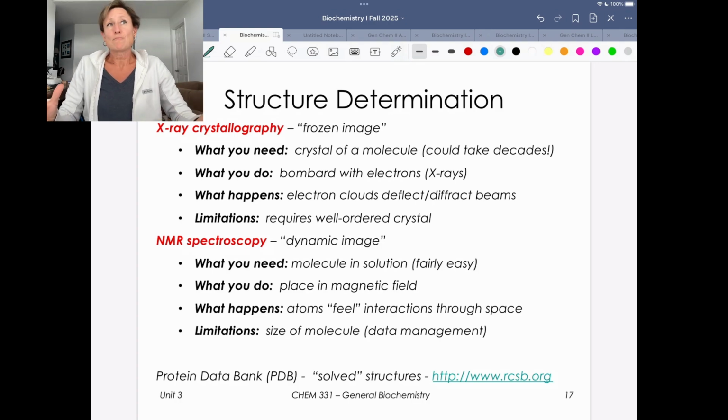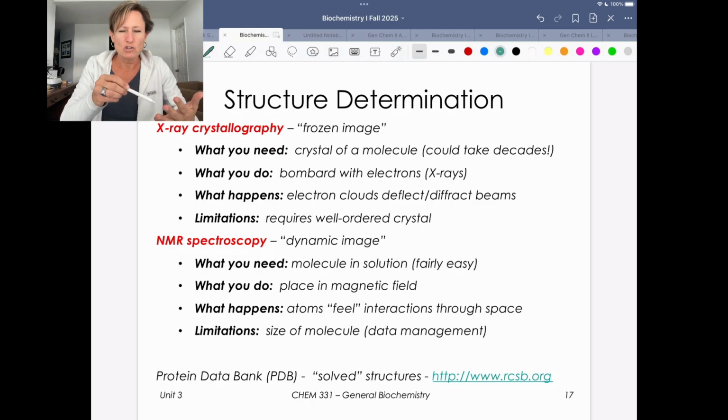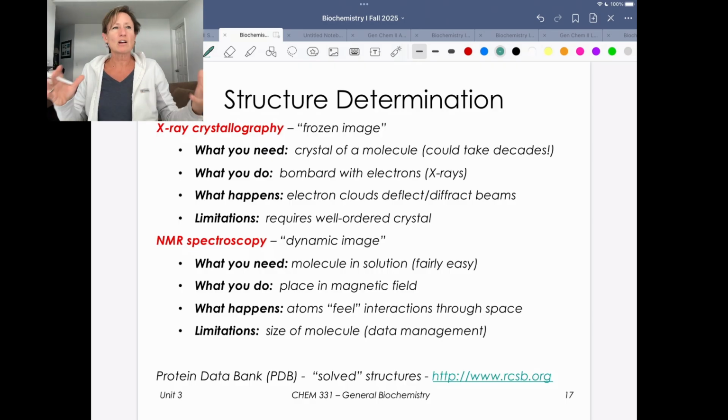So, we've learned a lot about what protein structure is, the hierarchy of primary, secondary, tertiary, and quaternary structure. We learned a lot about secondary structural elements like alpha helices and beta strands that interact to form beta sheets. And we've talked about fibrous proteins like collagen and keratin. But fundamentally, how do we know what protein structure is?